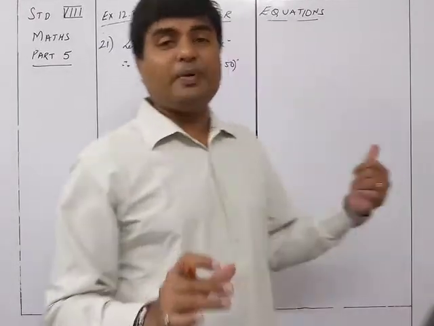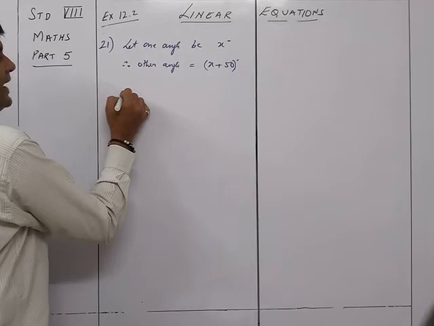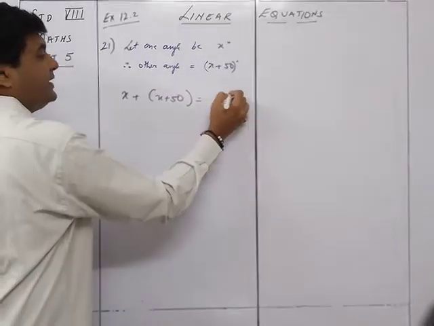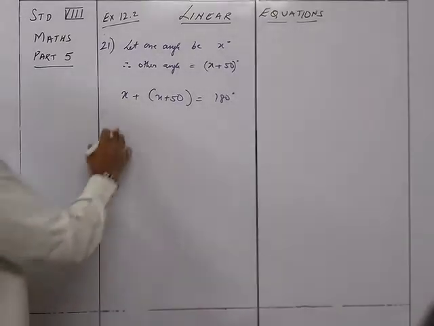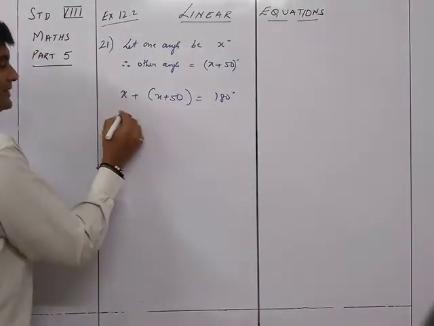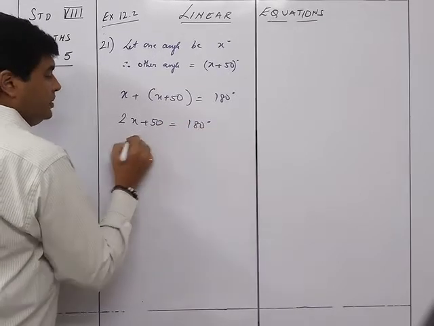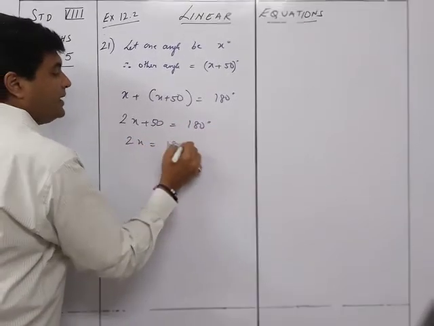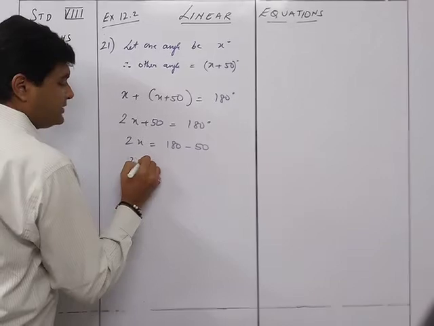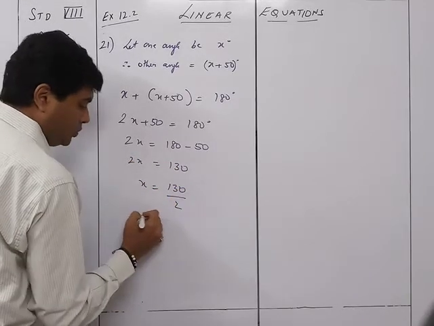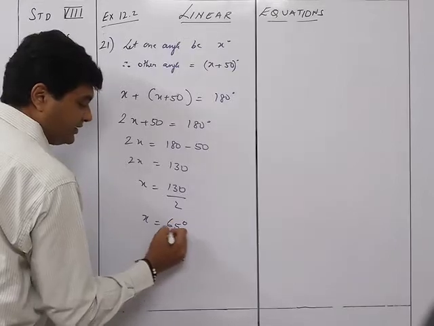Now I know that they are supplementary angles. So I know that x plus 50 is equal to 180 degrees because they are supplementary angles. So we add this up, it becomes 2x plus 50 is equal to 180 degrees. So 2x is equal to 180 minus 50. So 2x is equal to 130. So x is equal to 130 upon 2. So x is equal to 65 degrees.